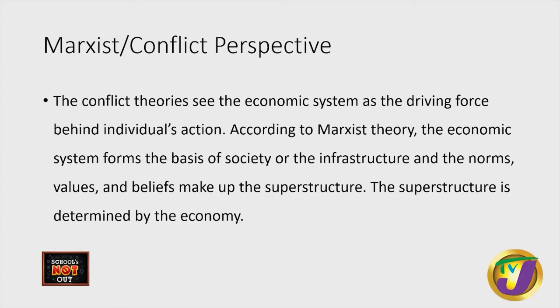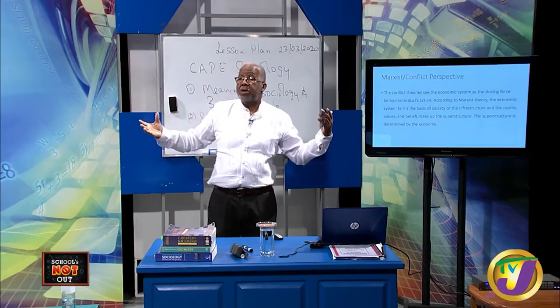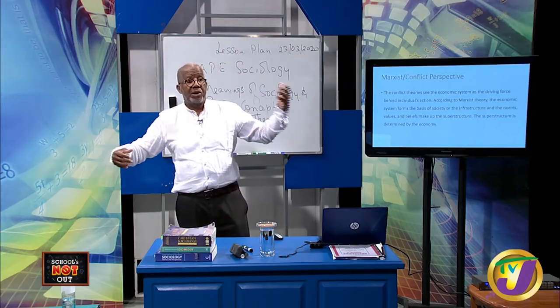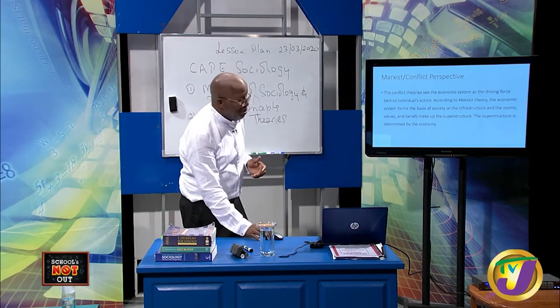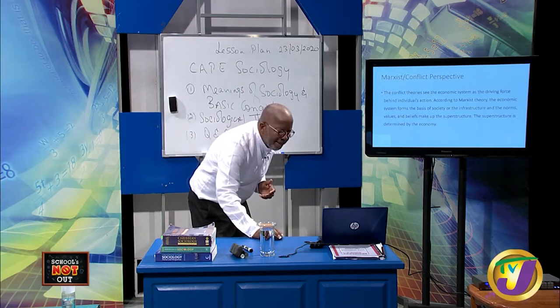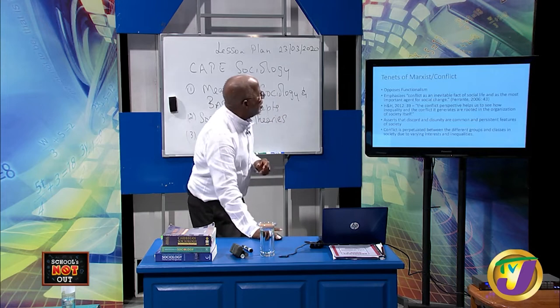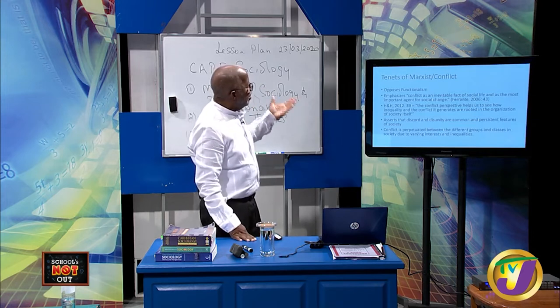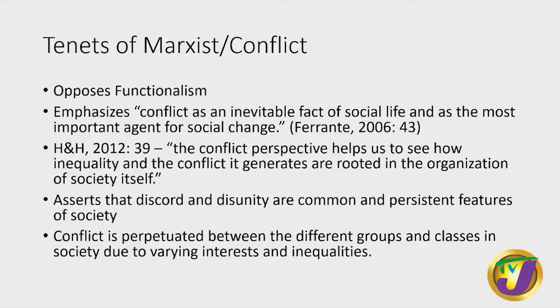We can again argue whether money affects everything. It's open for discussion whether it affects love, whether it affects religion and so on. But that's Marxist conflict theory. So it opposes functionalism, emphasizing conflict as an inevitable factor of social life and as the most important agent for social change. The conflict perspective helps us to see how inequality and the conflict it generates are rooted in the organization of society itself.